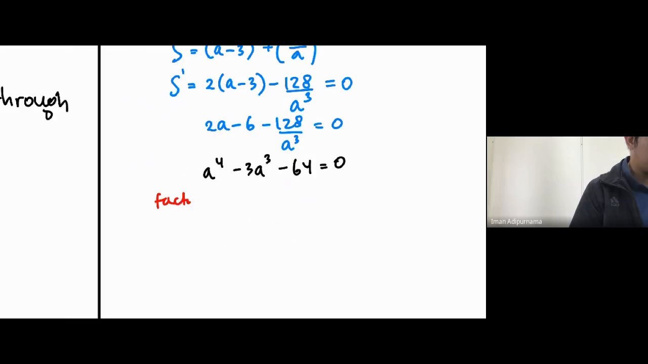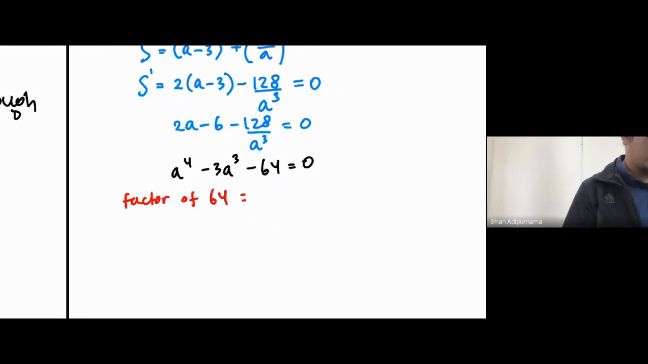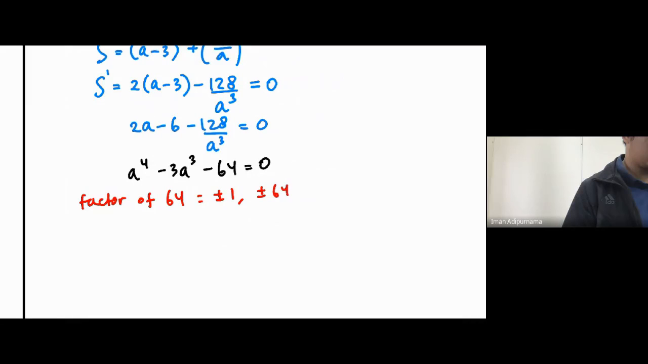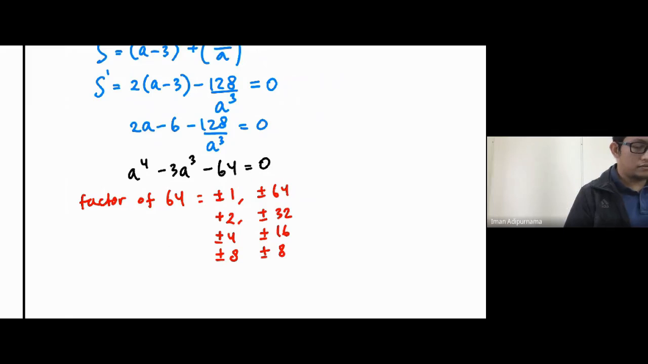Let's say the factors of 64 are plus or minus 1, 2, 4, 8, 16. Yeah, there are a lot.